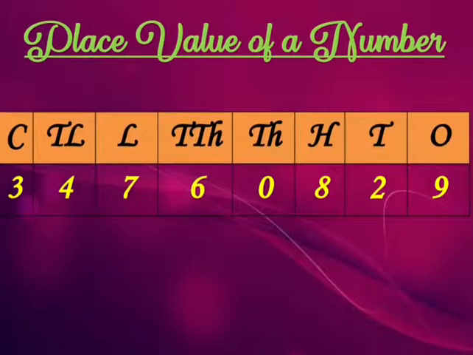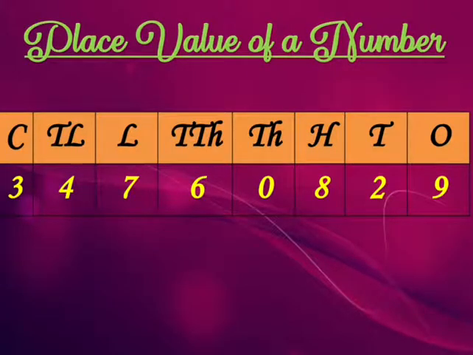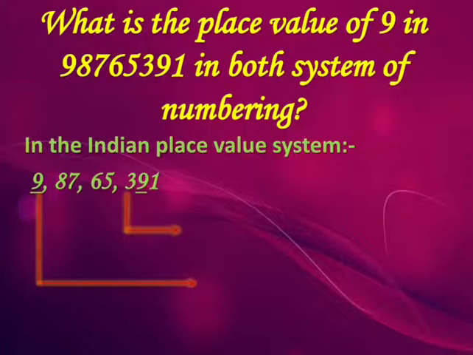Now let's understand another concept, that is the place value of a number. Now have a look at this chart. In this chart, you can see that the places are given and under the places we have mapped different digits. So if I ask you what is the place value of 8, you will say 800. How did it come? Let's see.